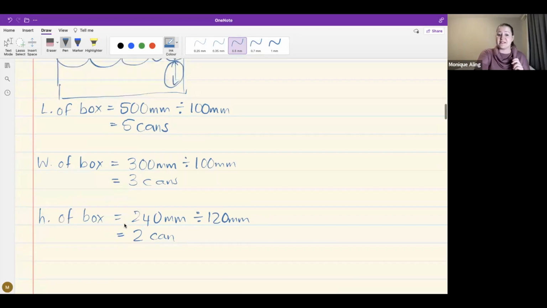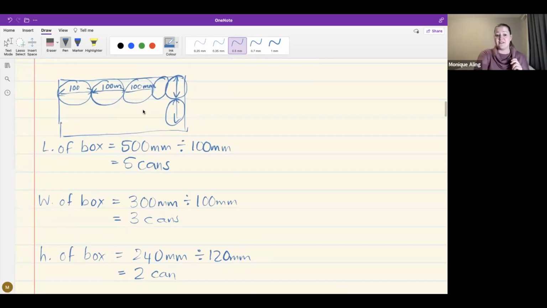Okay, so now that just tells me how many fit along the length. We have worked out that 5 can fit along the length and 3 can fit along the width. So it's like that. And we figured out we can have 2 layers. But does that tell us how many cans we have in total?